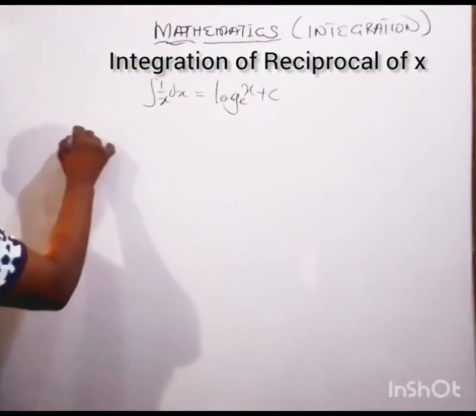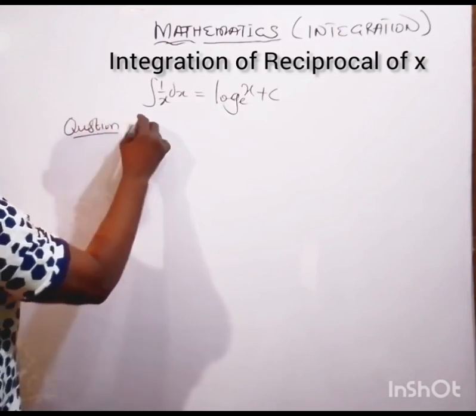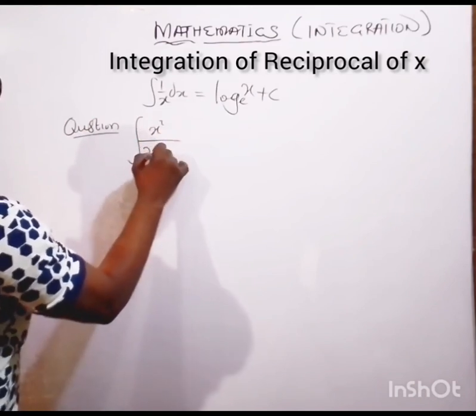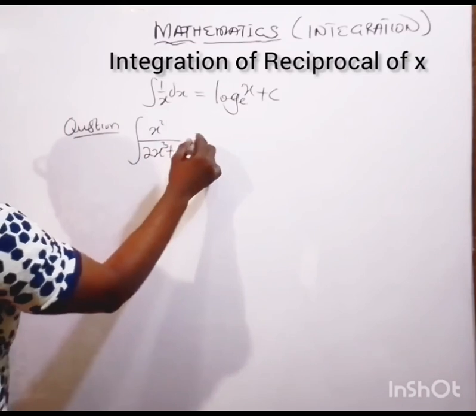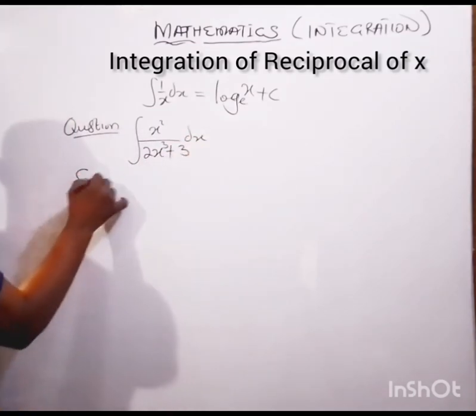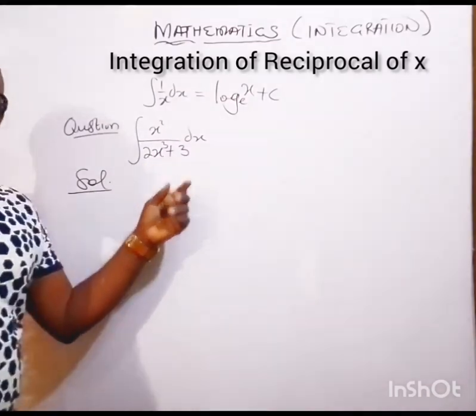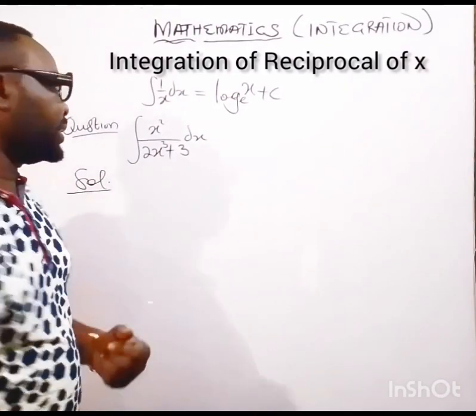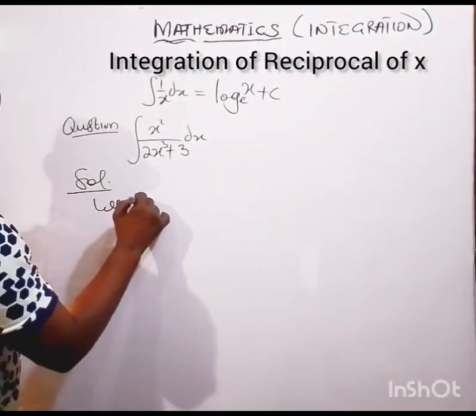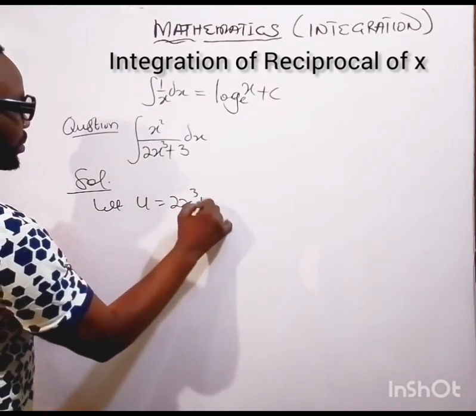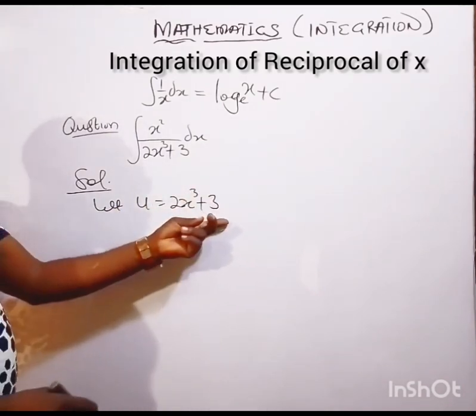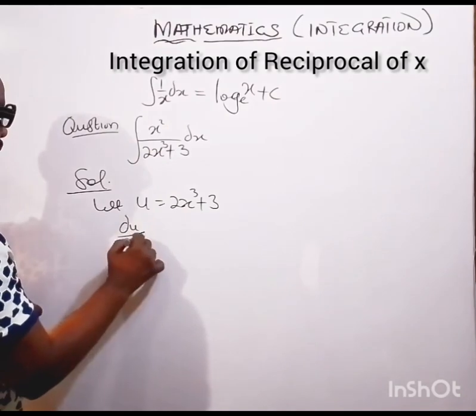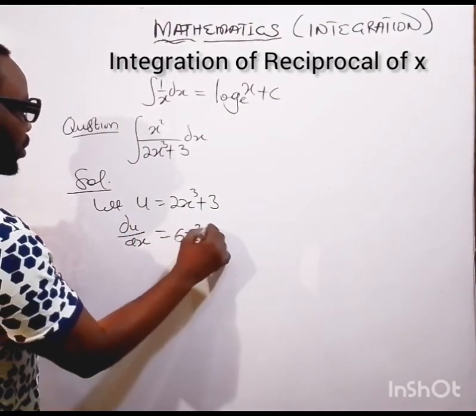We have the question here. The question says we have the integral of x squared over 2x cubed plus 3 dx. Solution to the question now. When you have this kind of expression, you look at the denominator. The denominator will be represented by a particular expression right now. We have let u equal to 2x cubed plus 3. So this denominator needs to be differentiated. Differentiating this one, we are going to have du dx will be equal to 6x squared.